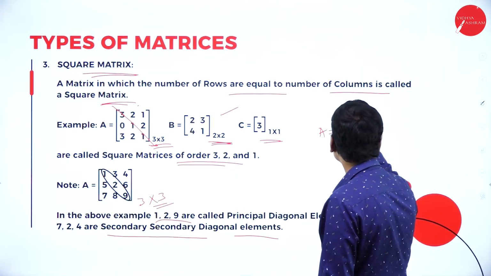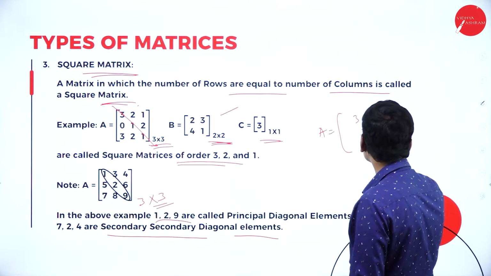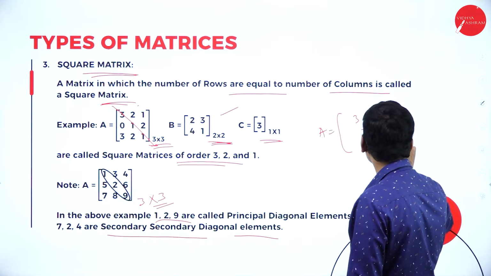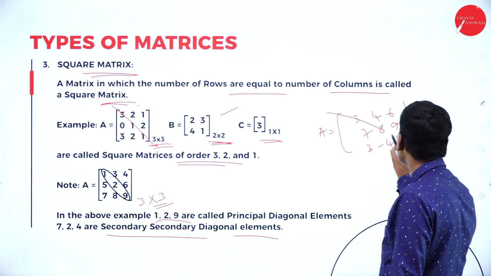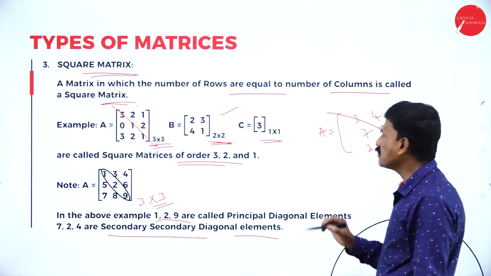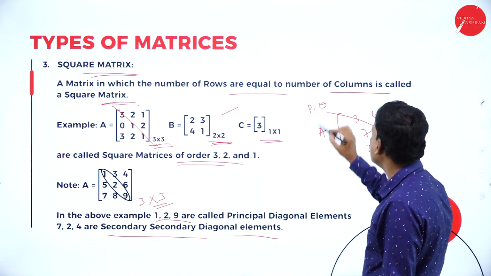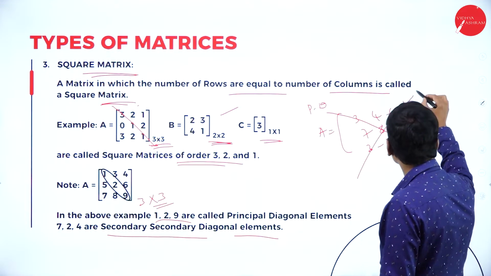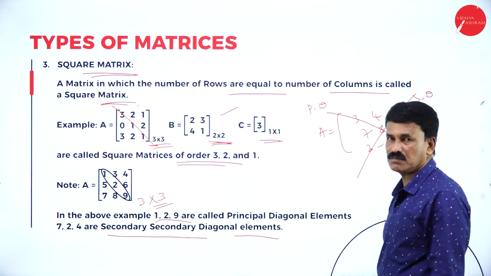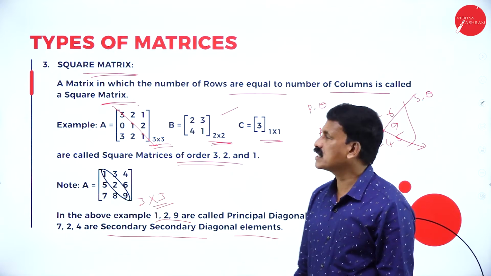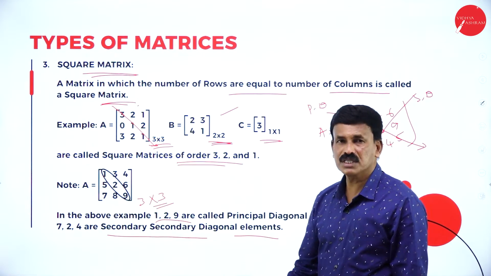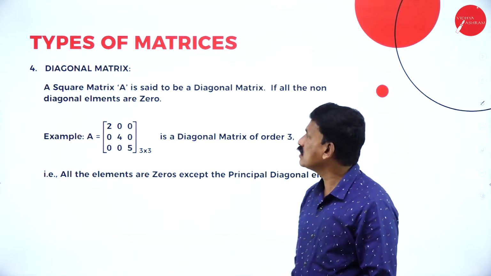If A is equal to 3, 4, 6, 7, 8, 9, 3, minus 4 and 5. So in this example, these 3, 8 and 5 are called the principal diagonal elements or leading diagonal elements, and 3, 8, 6 are called the secondary diagonal elements. Right. Now, knowing this square matrix and diagonal elements, let us come to the next type, that is called a diagonal matrix.